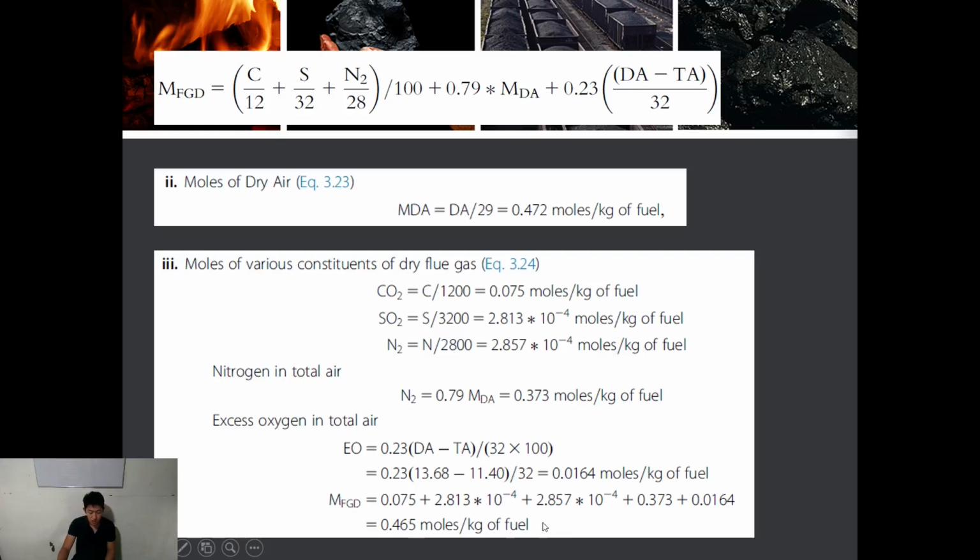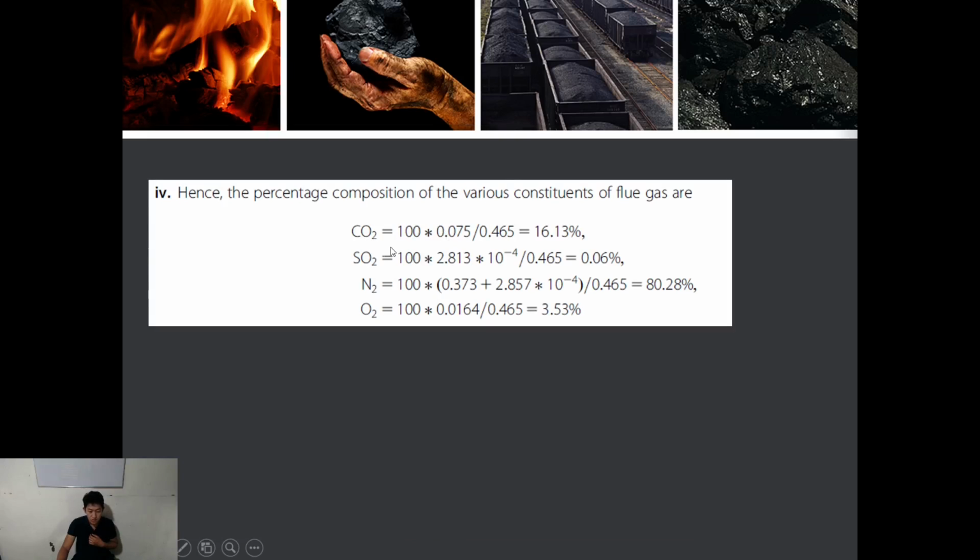Therefore, you plug in these values here, and you get the total moles of flue gas as 0.465. So 0.075 divided by 0.465 gives you the percent composition. Based on this, 80% of the flue gases is nitrogen, followed by 16% carbon dioxide and 0.06% sulfur dioxide. The sulfur dioxide is very small, so it is okay. Okay? Sulfur dioxide is corrosive.